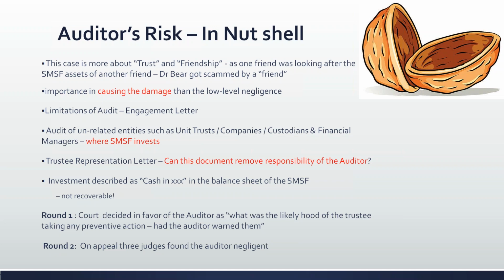But what is very important in this case is that it's not only the auditor who was negligent, but also the trustee, who had a very low sophistication as far as investments are concerned. He relied on the audit report, and because of his reliance and his low level of financial sophistication, on appeal the judges found that was the cause of the damage. Had the trustee been informed by the auditor that there is a problem, the trustee would have taken action to recover the monies from the custodian who was looking after the super fund's money.